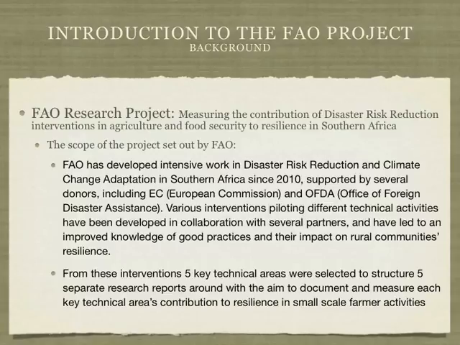And there are various interventions piloting different technical activities that have been developed in collaboration with a lot of partners, obviously, and have led to improved knowledge of good practices and their impact on rural community resilience. So what they asked from us was that they had identified five key technical areas, which we will discuss and go through as well, to be structured into five separate research projects. So these different key technical areas, they asked us to look at and see how they actually contribute to small-scale farmer activities and resilience in that regard.